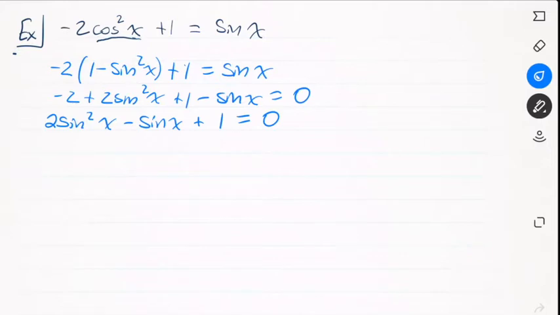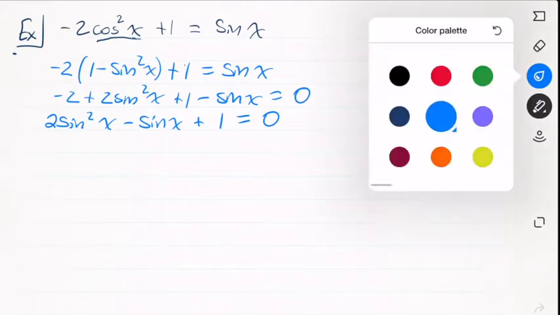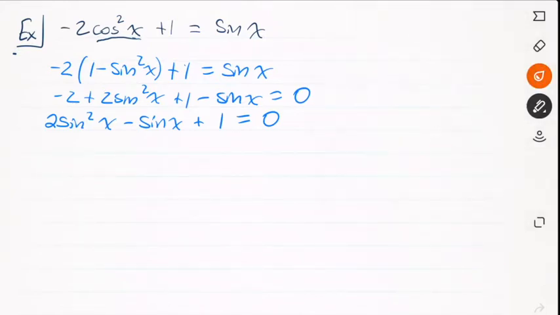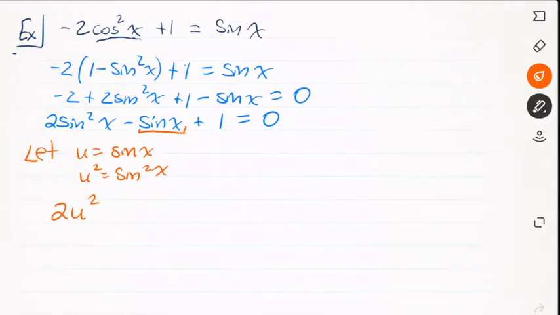If you don't see that this is factorable, you can use the substitution trick. Let u equal the middle term, which in this case, without the coefficient, is sine x. So if you let u equal sine of x, then u squared is going to equal sine squared of x, and you can change the equation to be 2u squared minus u plus 1 is equal to 0, and that way you can see how the factors work.